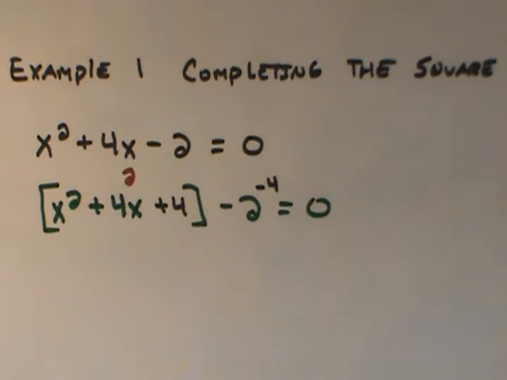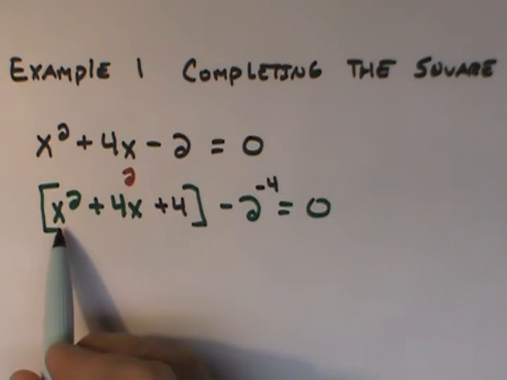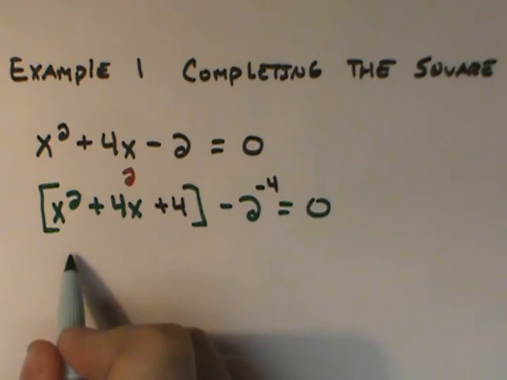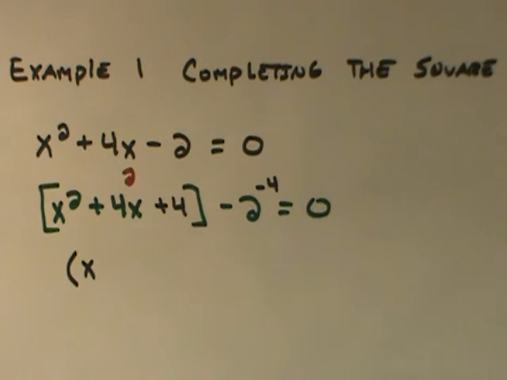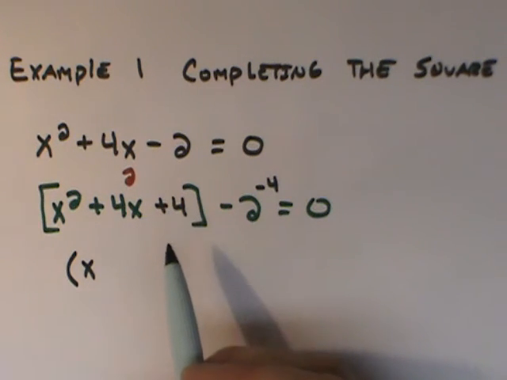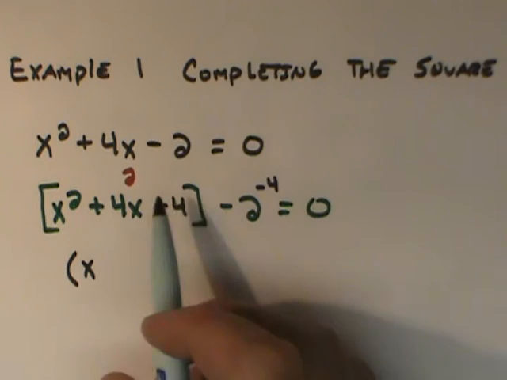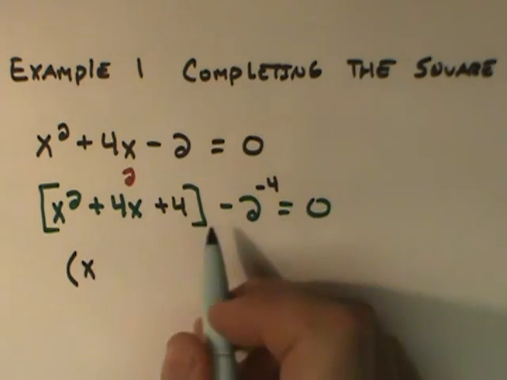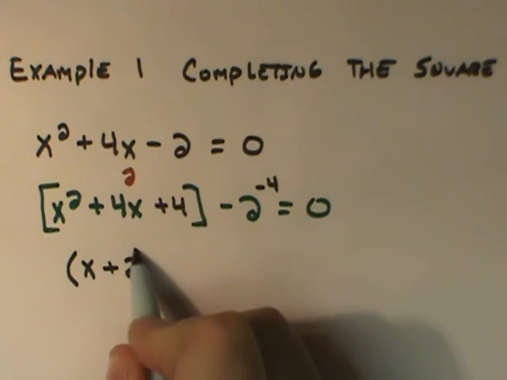As I factor this down, I recognize that x times itself gives me x squared. So this would break down into x. And then just like we did before, the 4, what times itself produces 4? A positive or a negative 2. Because the middle term is positive, I'm going to go with the positive 2.